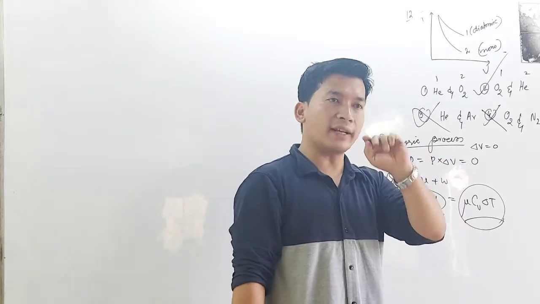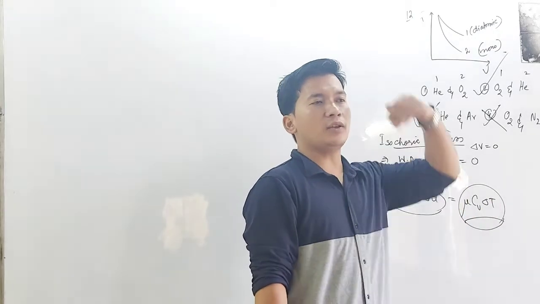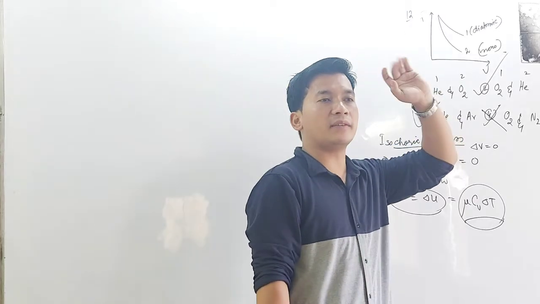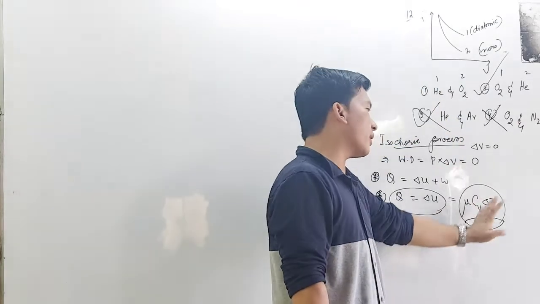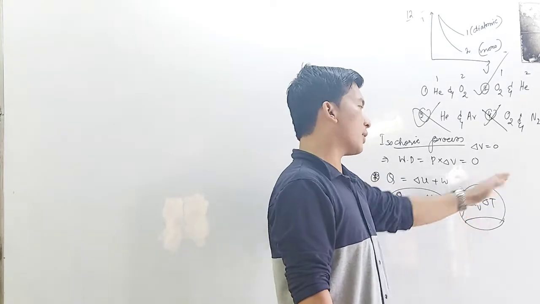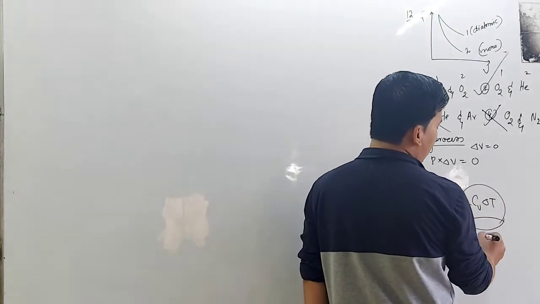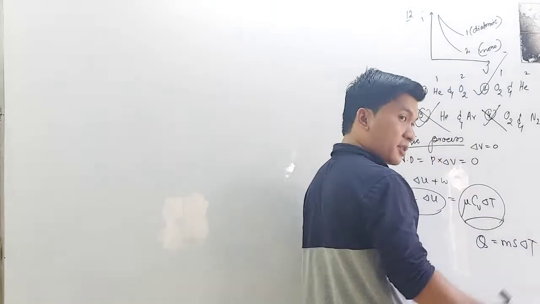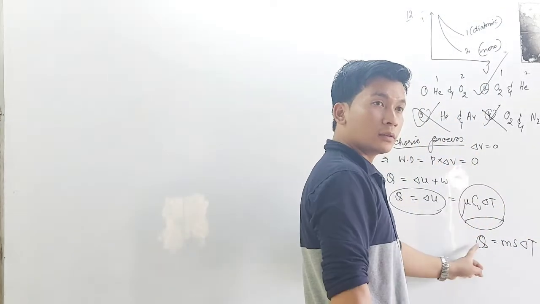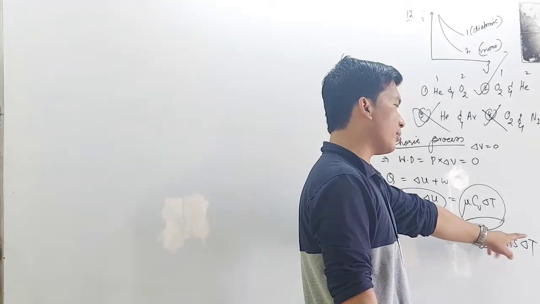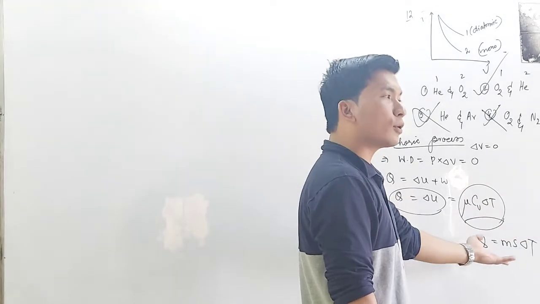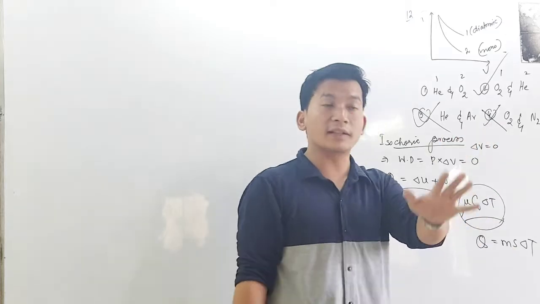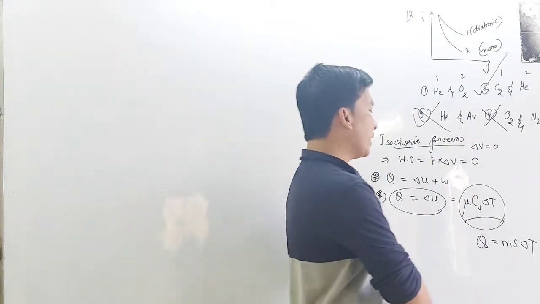There are two different forms. Very simply, forget every concept and just memorize the formula for your convenience. Q is equal to m s delta T. This is very easy to remember. This is in terms of mass, and the other is in terms of number of moles. Very simple.